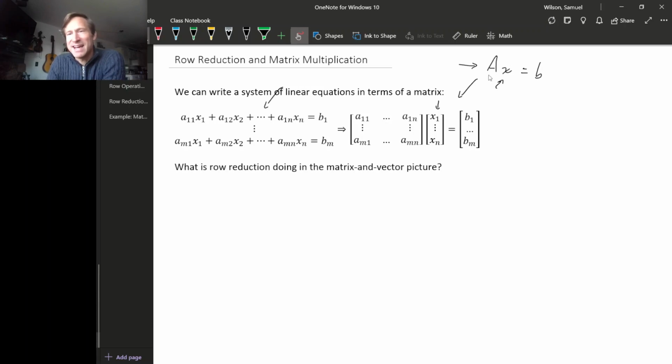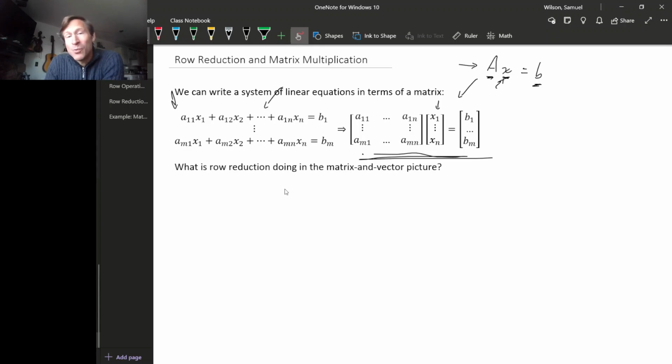Really, it's asking, A is acting like a linear transformation, and so we're asking what inputs to this linear transformation produce the vector B as an output. But remember how we originally solved this kind of system: we did row reduction. But what exactly does row reduction mean in the matrix vector picture? How is it that row reduction appears? How could we fit row reduction into this structure of matrices and matrix multiplication and vectors?